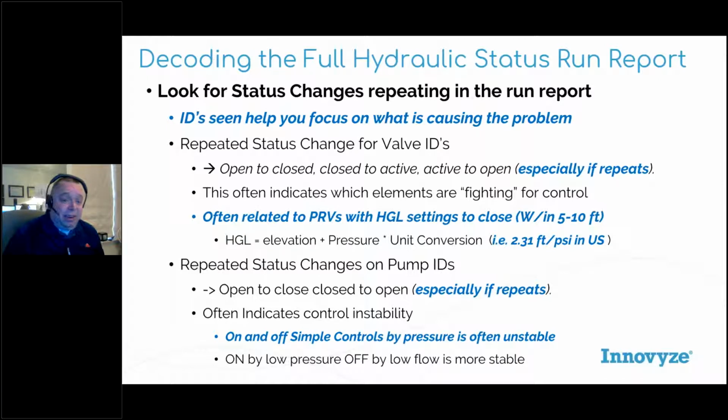Usually the easiest way to get around that is to turn the pump on by pressure in a simple control and turn the pump off by either a rule-based control, because those have a delay, or by low flow in the discharge pipe of that pump, because you can usually get a correlation there, and that's a little more stable than both on and off by pressure. But just some things to know.